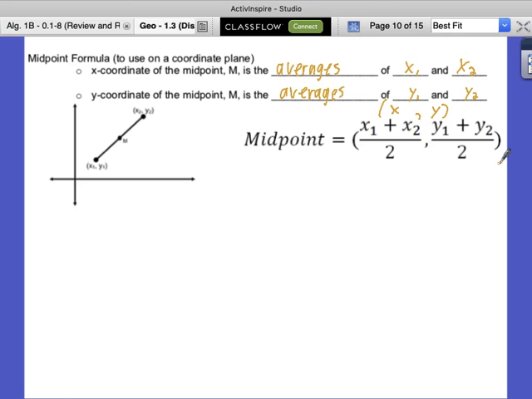So the end answer will be a coordinate as x comma y. We're finding the x coordinate, we're finding the y coordinate, and saying, hey, this is our actual ordered pair. Questions? Okay, go on to the next page.